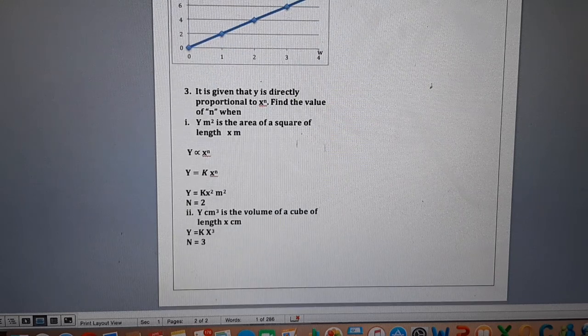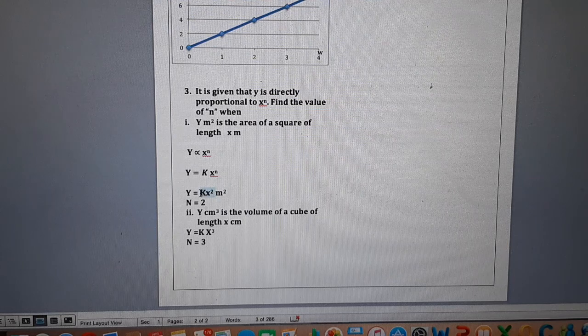Question number 3 says it is given that y is directly proportional to x raised to the power n. This is the case they are talking about. Now you have to find the value of n. For case number 1, y meter square is the area of a square of length x. Now we have got a square whose length is x, then the width is also x, because a square has the same dimensions. So the area of the square will be y is equal to x square.